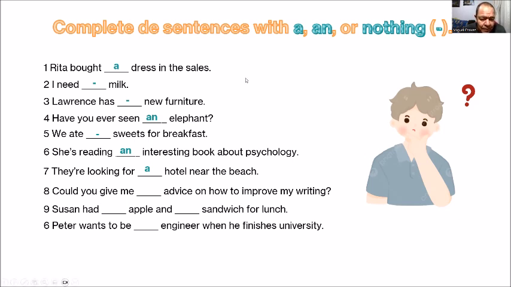Number 8. Could you give me advice on how to improve my writing? Number 9. Susan had an apple and a sandwich for lunch. Number 10. Peter wants to be an engineer when he finishes university.